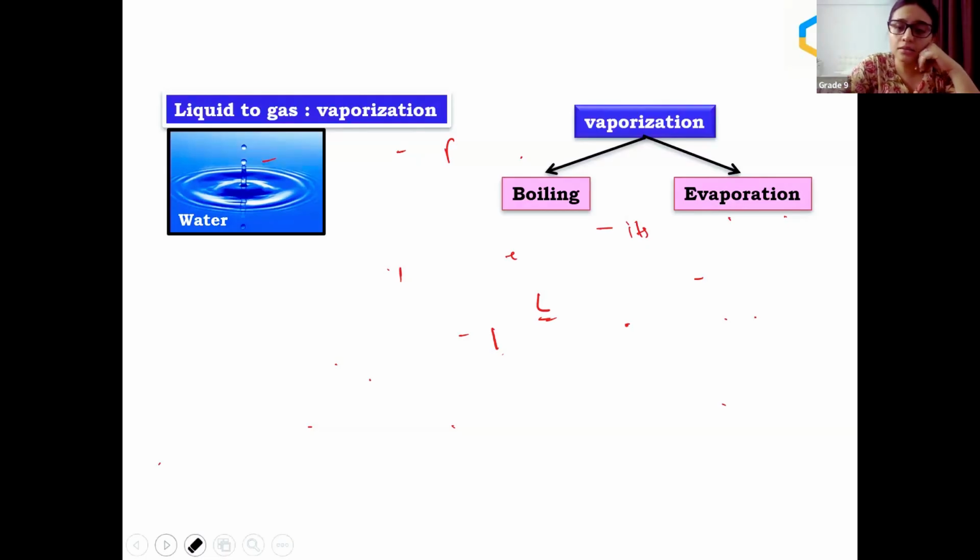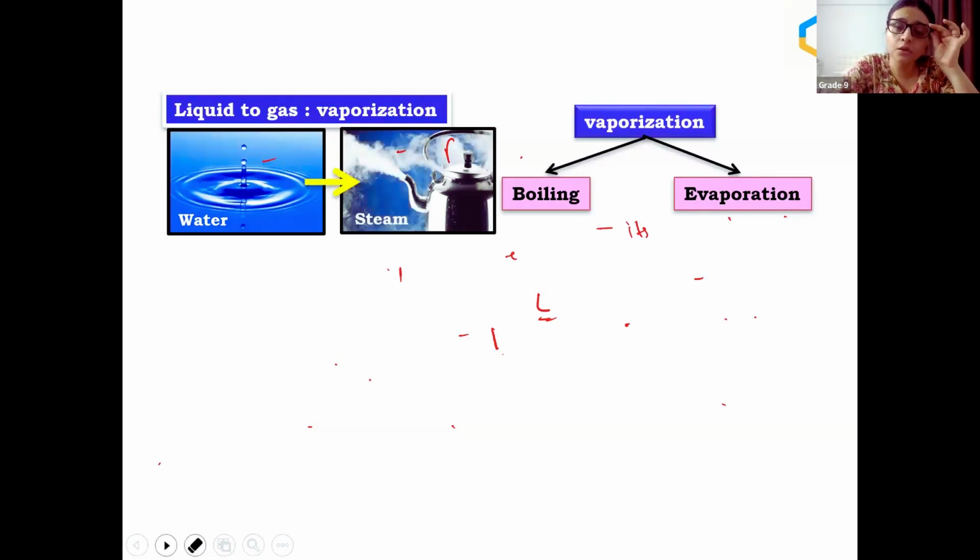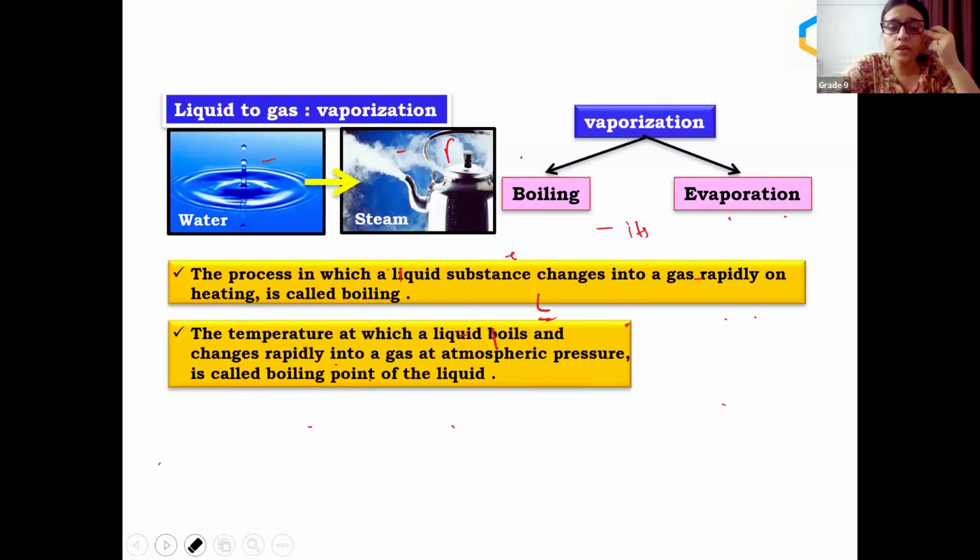Now, the major question that can come is, what is the difference between boiling and evaporation? So first thing first, the process in which a liquid substance changes into gas rapidly on heating is called boiling. This we already know. The temperature at which a liquid boils and changes rapidly into a gas at atmospheric pressure is called the boiling point of the liquid, which you know is 100 degrees Celsius.